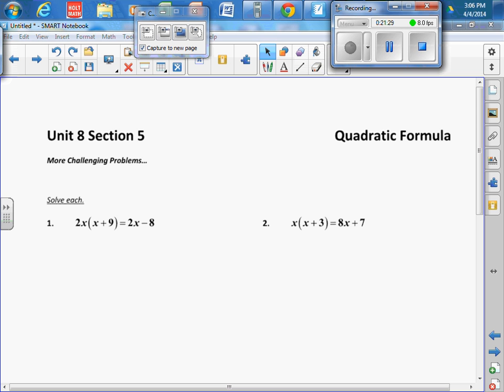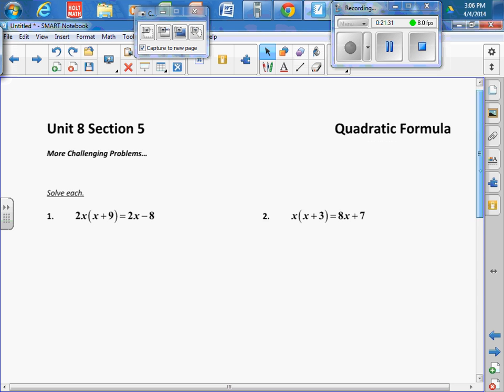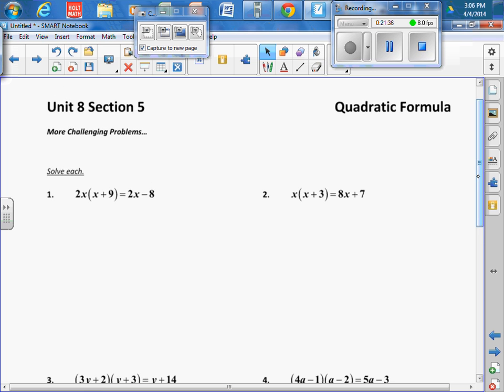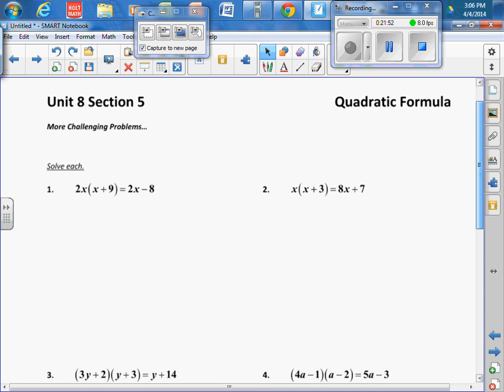Here are a bit more challenging problems on the last page, 1, 2, 3, and 4. What we're going to have to do is simplify each side of these, get 0 on one side before you can actually start in. If you want to give these a shot on your own, see what you can do with them. And you can pause the video and I'll be back to show you the answers momentarily. But keep this in mind.